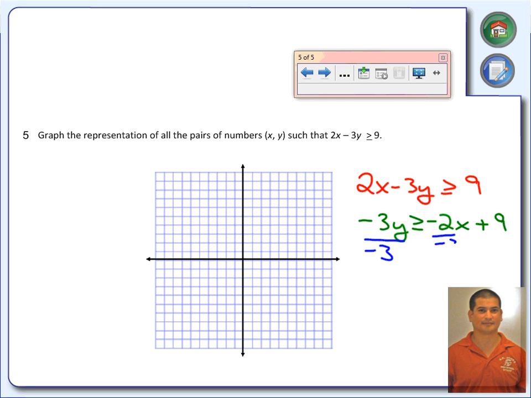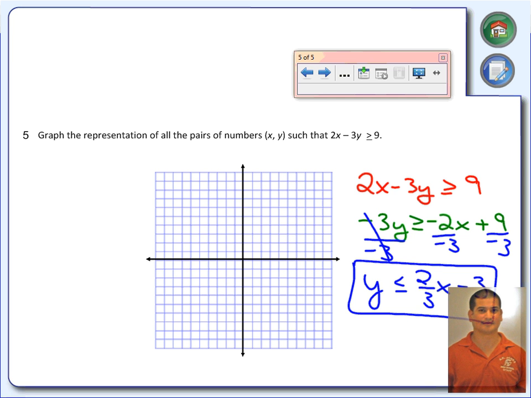So if I divide everything by negative 3, well, the first thing I got to do is, because I'm dividing by negative 3, I've got to flip my inequality symbol around. So now it's less than or equal to. A negative 2 divided by negative 3 makes this a positive 2 over 3x. A 9 divided by negative 3 is a negative, what? Negative 3. So this is the slope-intercept form. That's what we're going to graph.